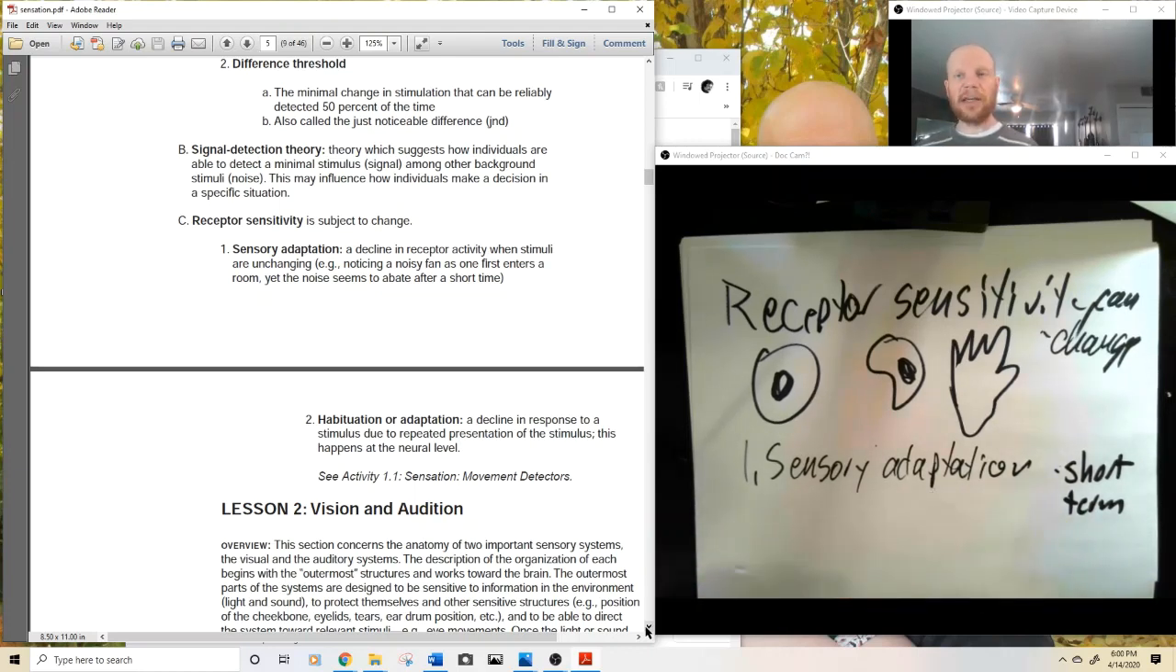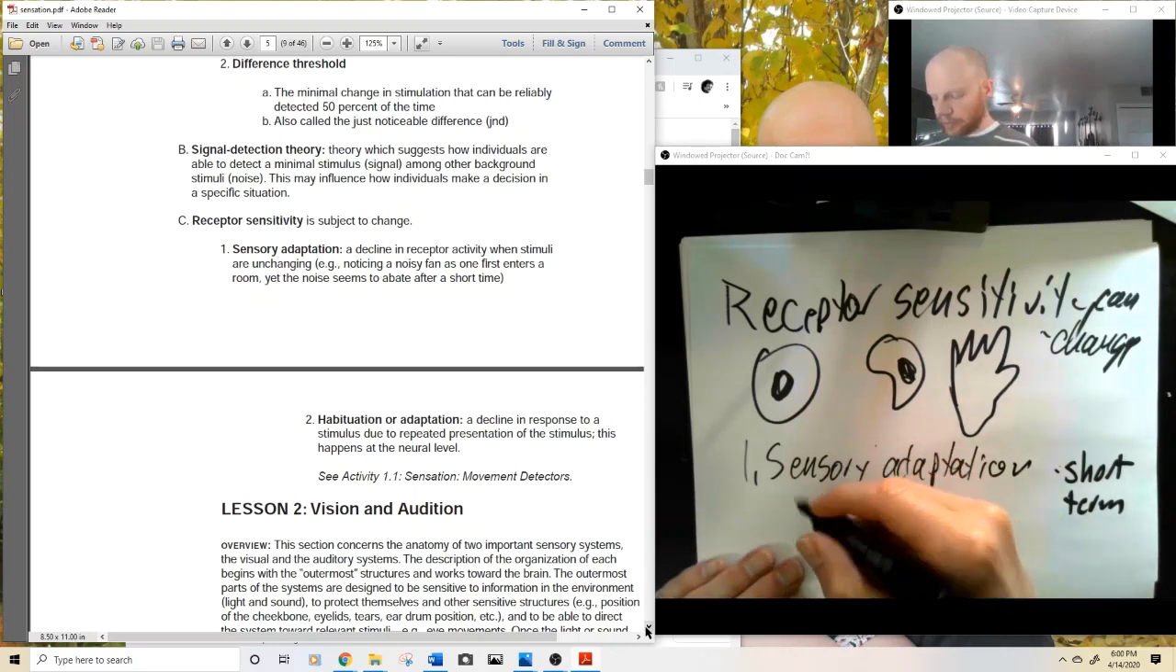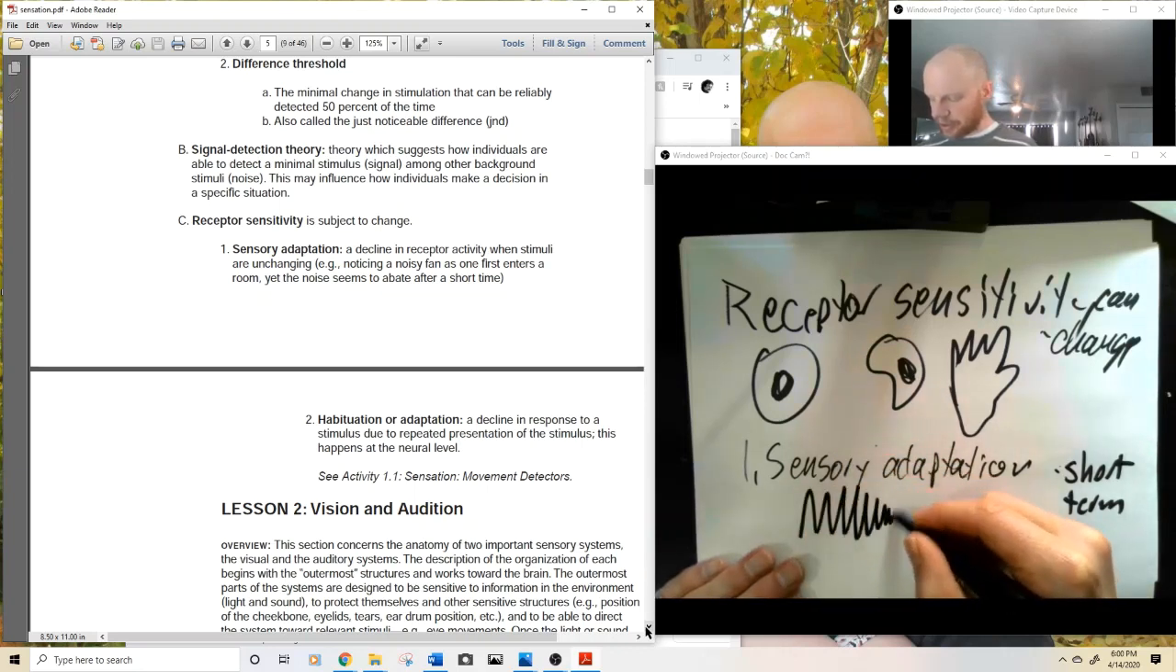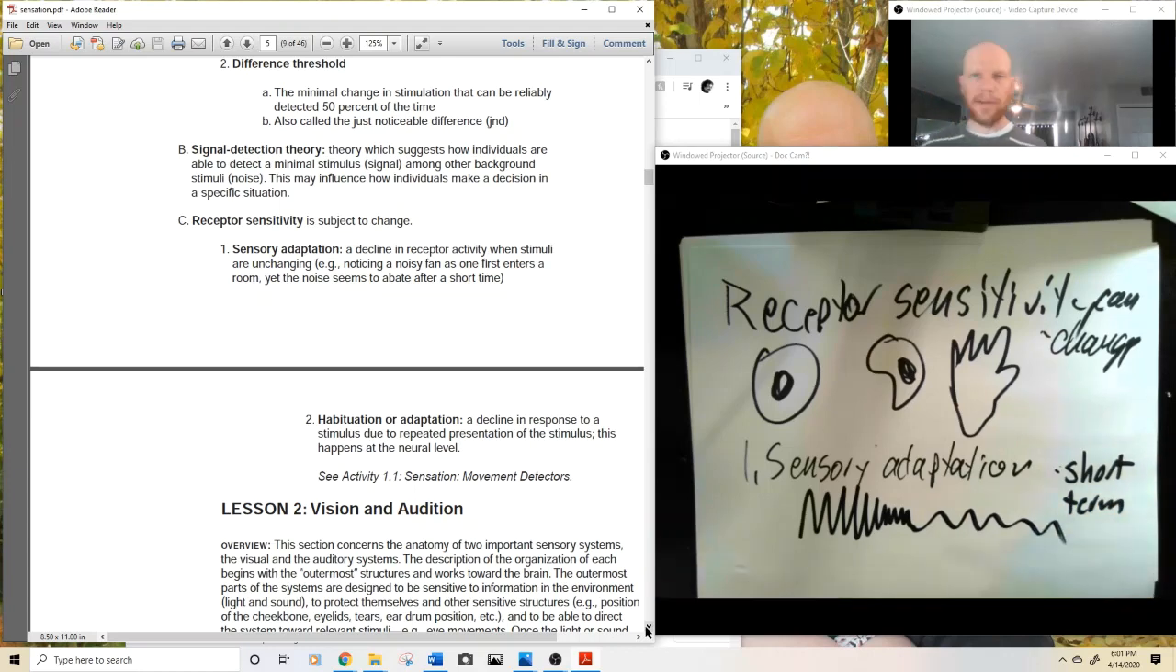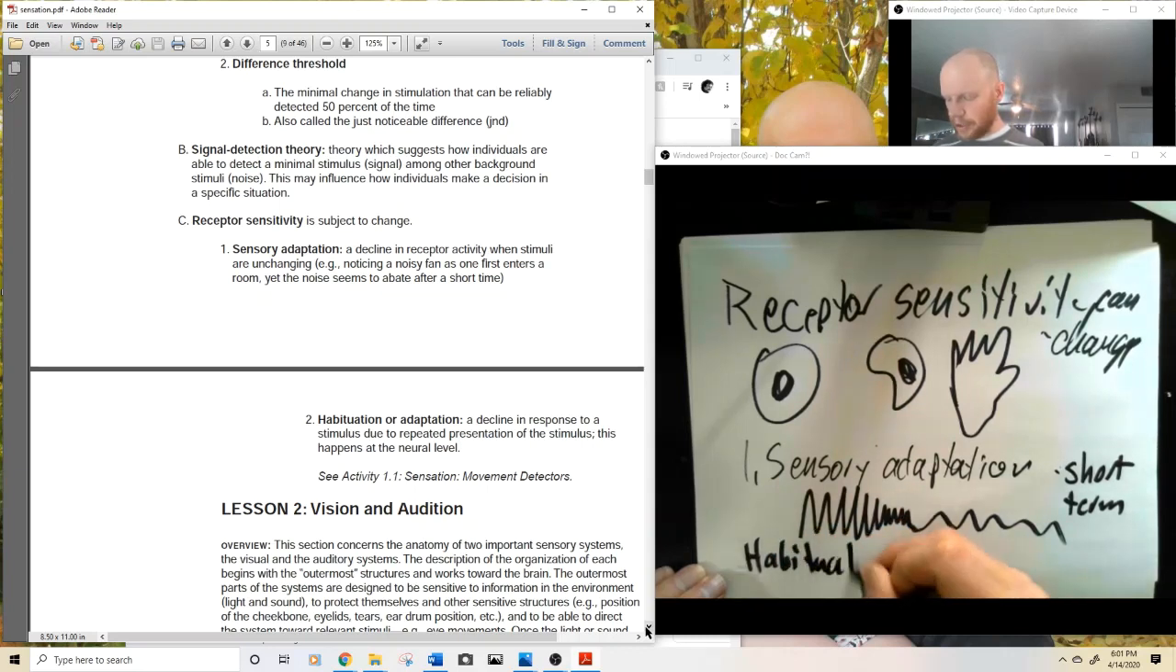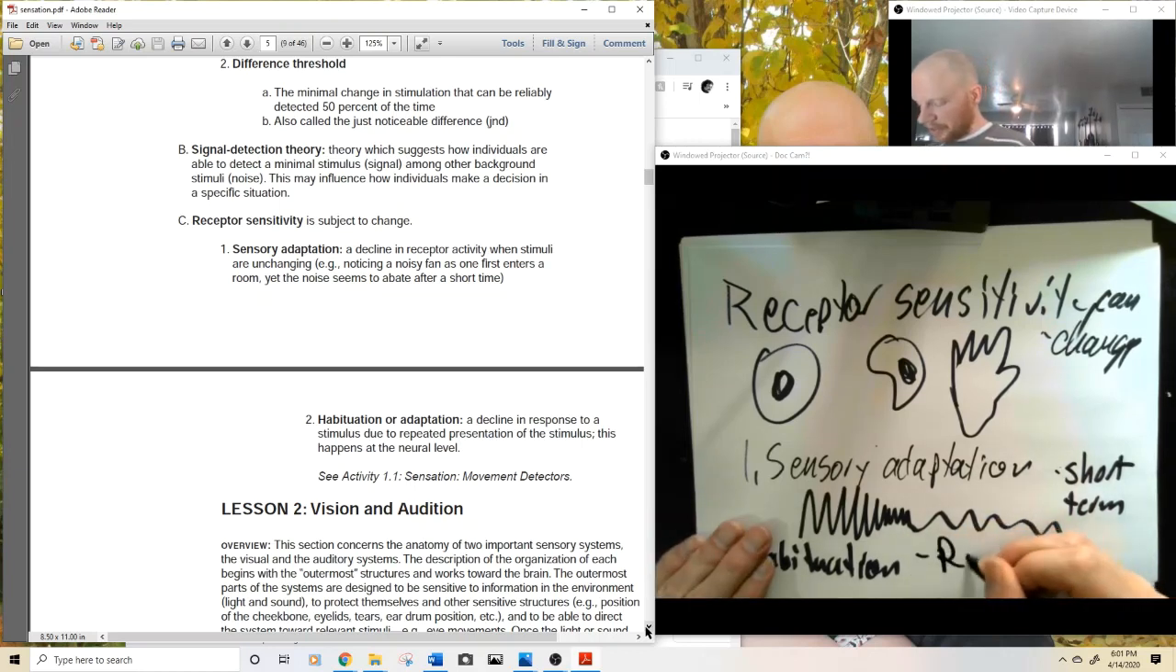We adapt to a thing, and if you look at the neural pathway, it looks like this, and then it decreases and becomes less of a thing. Habituation or adaptation. This sensory adaptation is just a thing you do, and then it goes to habituation. And this changes the way in which your brain interprets it in the long run. So this is due to repeated exposures.